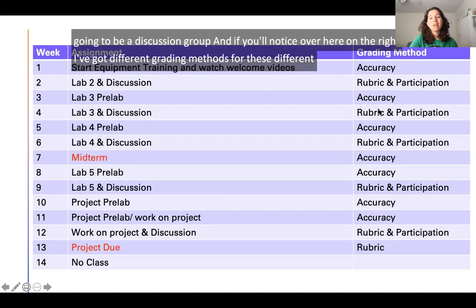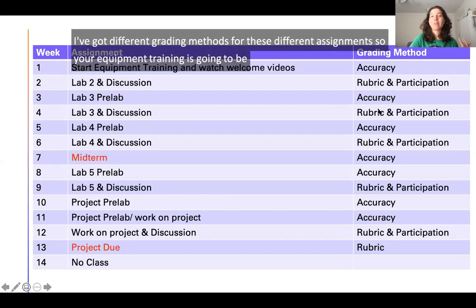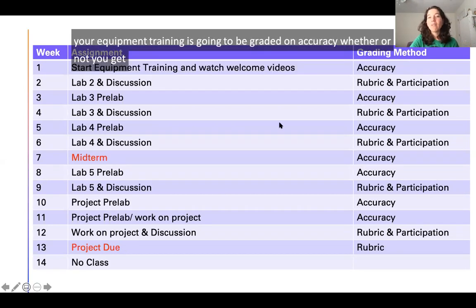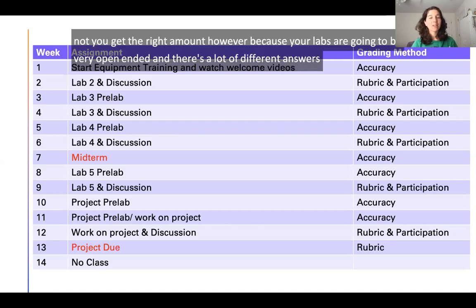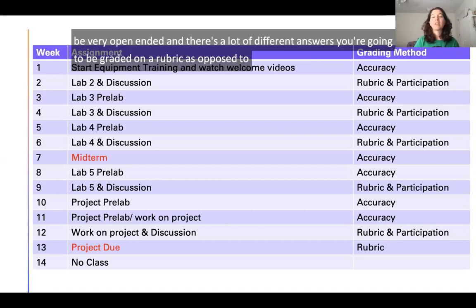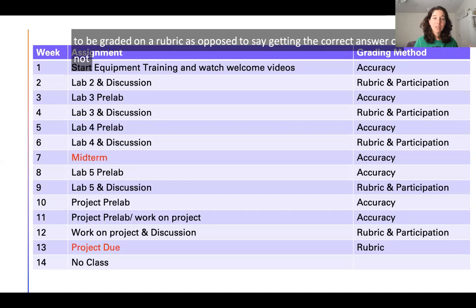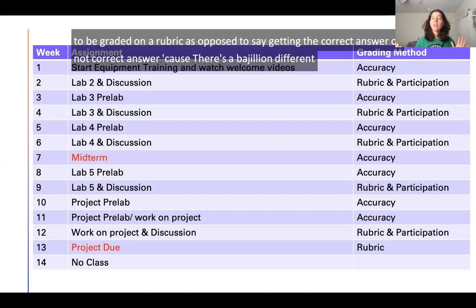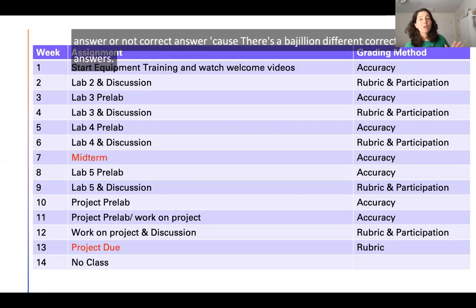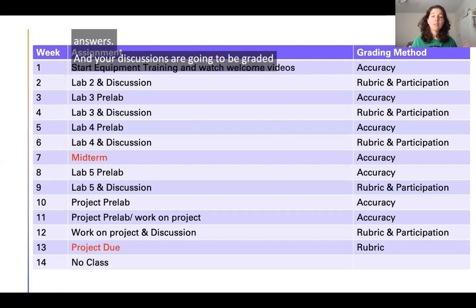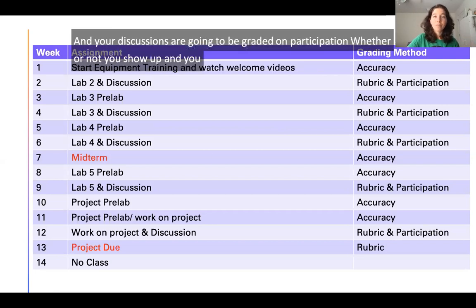So your equipment training is going to be graded on accuracy, whether or not you get the right amount. However, because your labs are going to be very open-ended and there's a lot of different answers, you're going to be graded on a rubric as opposed to, say, getting the correct answer or not correct answer, because there's a bajillion different correct answers. And your discussions are going to be graded on participation, whether or not you show up and you do what you're asked to do.